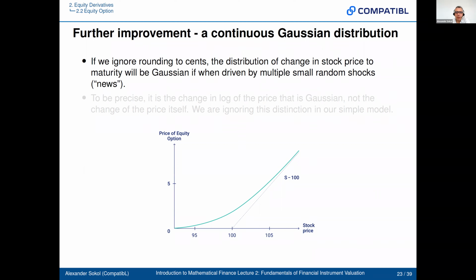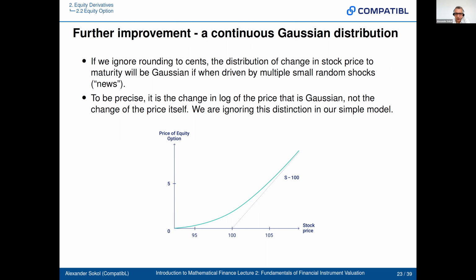And that's exactly what happens when the stock moves daily, driven by tiny news. Something happens in the world or industry: good news about the industry, bad news about the industry, good news about the inflation, bad news about the inflation. So every day there is some news that moves the stock. And if we assume that this is a random walk or Wiener process, then the endpoint will have a Gaussian distribution. And to be precise, it is the change of the log of the price that is Gaussian.